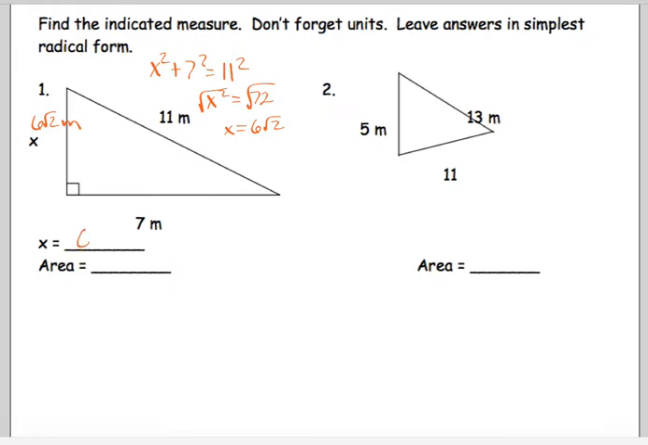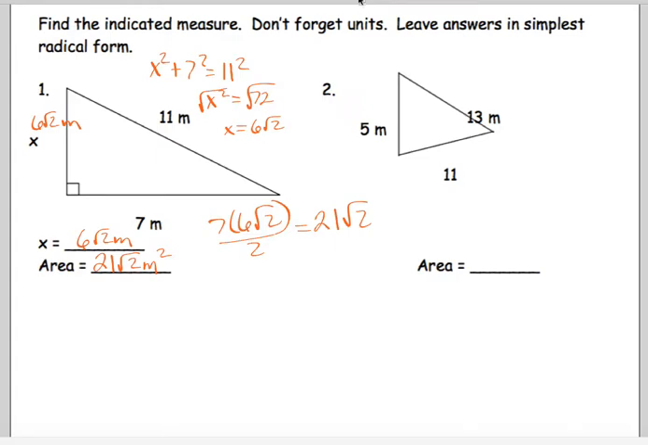So x is 6 root 2 meters, and the area of a triangle is the base of the triangle, which in this case is 7, times the height of the triangle, which is 6 root 2, divided by 2. So the way that I do this would be 7 times 6 divided by 2, and then just keep your root 2 because they do want radical form. So it's 21 root 2, and so don't forget your units, meters squared there on that one.